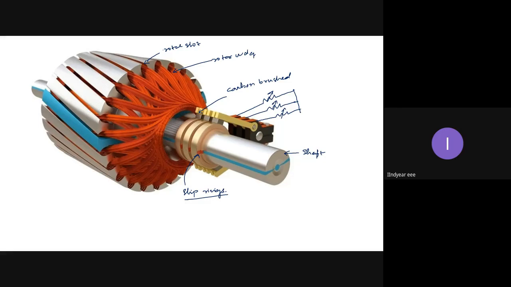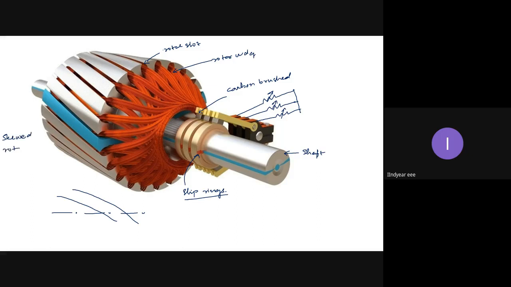This is the rotor structure of the wound rotor. Observe, the rotor slots are not parallel to the shaft axis, they are skewed. This is the shaft axis, and the rotor slots are skewed like this. The reason for skewed rotor slots is to avoid magnetic locking. That will come in a future part.